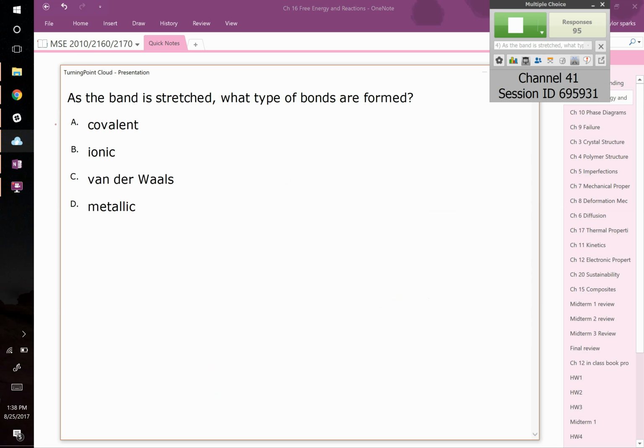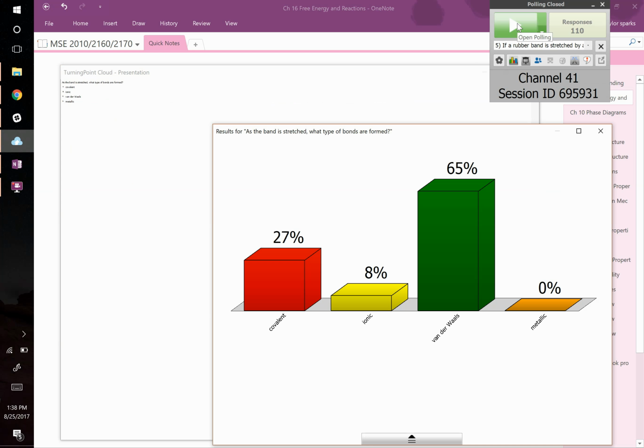Okay, A, B, C, or D, I'm going to end it. What bonds are breaking? By the way, if you have questions, raise your hand. The TAs are happy to wander around and do their best to explain it. They haven't seen these ones ahead of time, but they're still pretty bright. They can help out. Okay, we're going to go ahead and see the answers. I'm curious what people think here. Okay, definitely most people think van der Waals bonds.